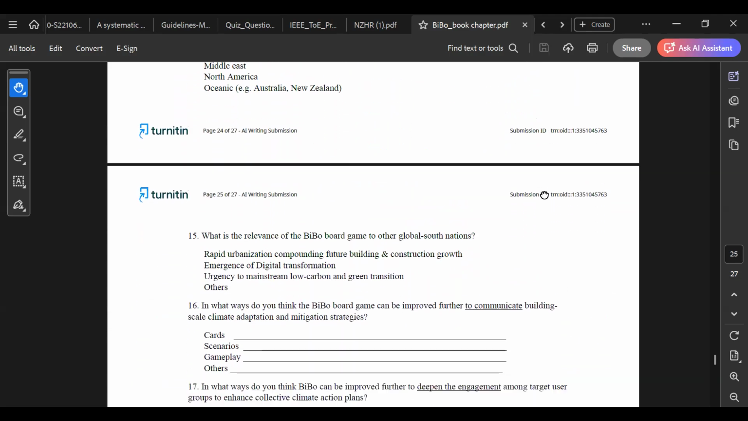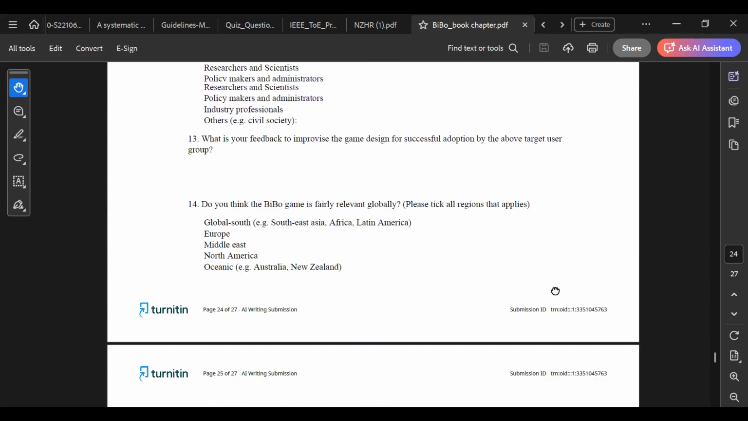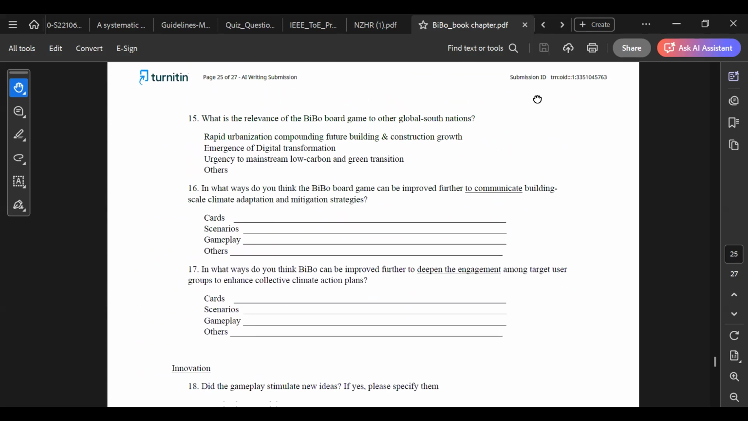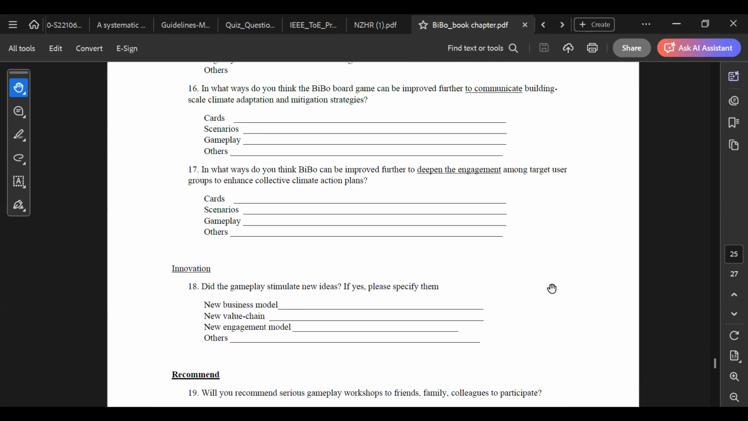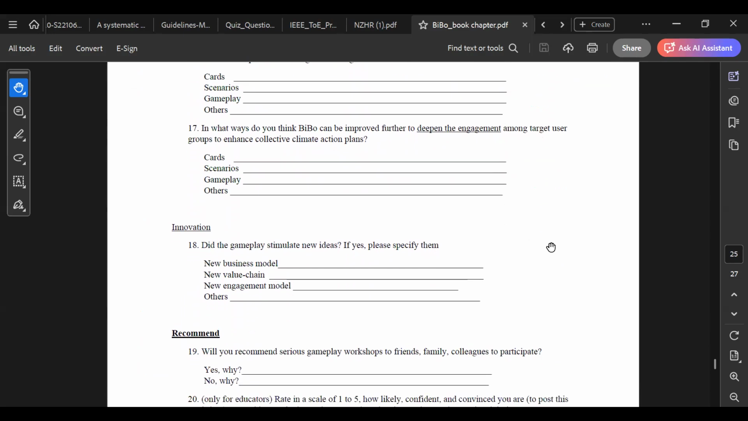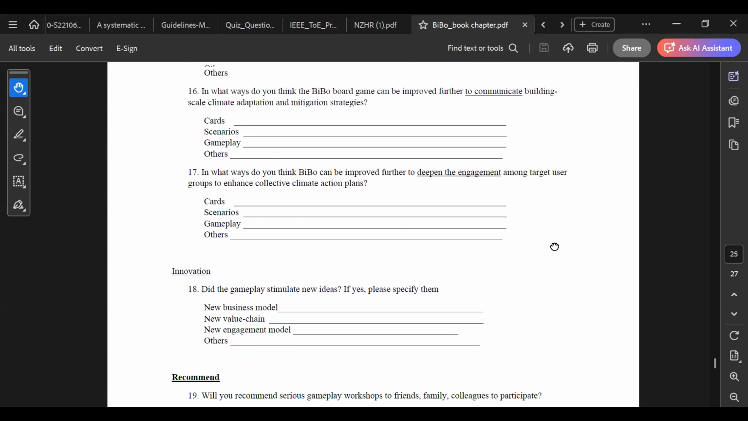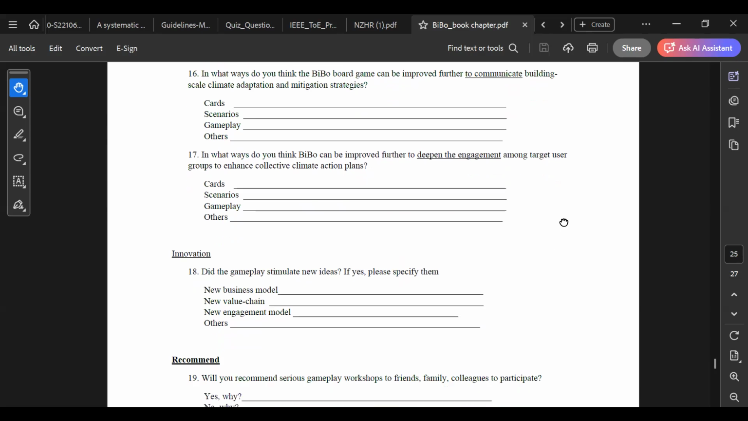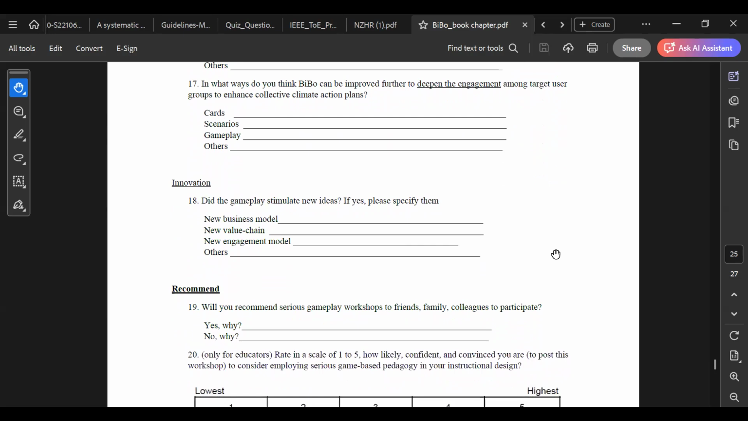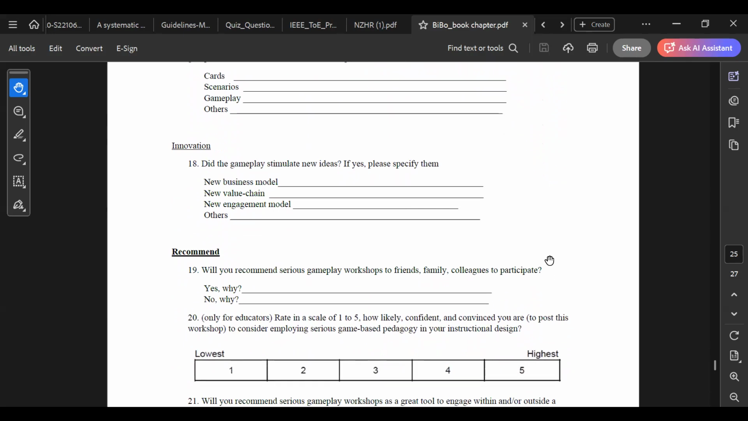So we were trying to see what kind of mix would be better for playing the game, and how they can learn better when they play the game with different people with different intellectual capacities, in multidisciplinary games. And we also have just one question on innovation, to see what could be a larger learning from the process. Could it be a new business model? Could it be a new value chain that they can think about? Or is it a new engagement model? If so, they can also elaborate on that.